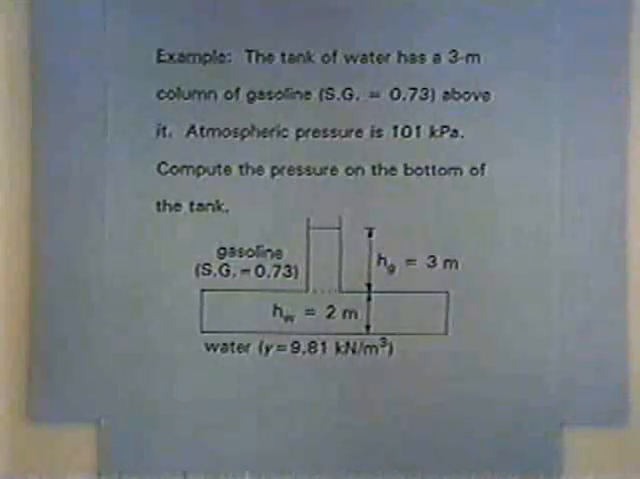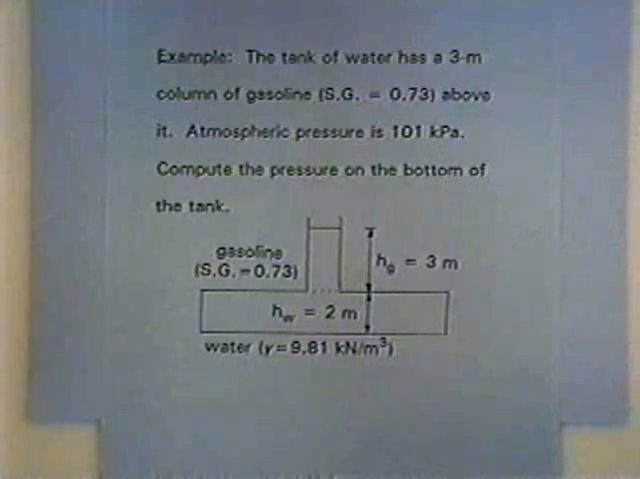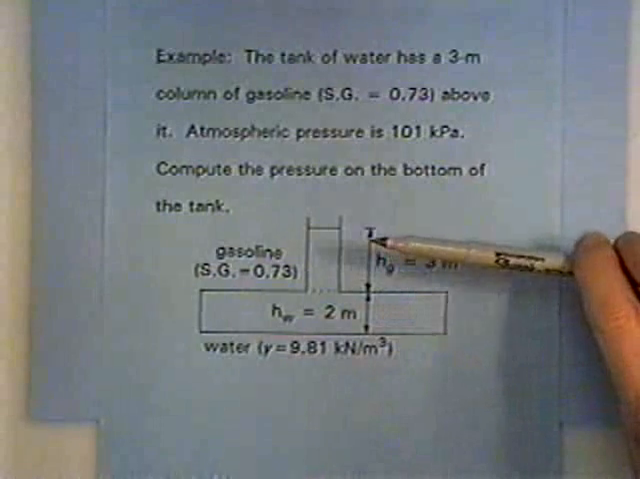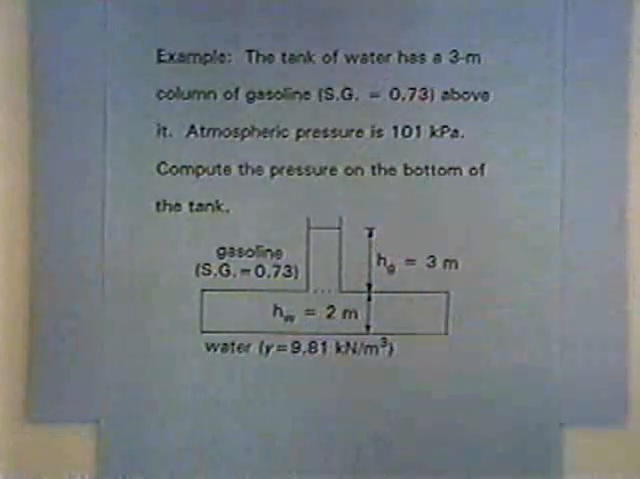Let's see, in this example, we've got a tank of water, and we've got a 3-meter column of gasoline floating on top of the water. The specific gravity of the gasoline is 0.73. The atmospheric pressure is given as 101 kilopascals, and the problem is to compute the pressure on the bottom of the tank. On the bottom of the tank, it's supporting this column of water, plus this column of gasoline, plus this column of air, the atmospheric pressure above the gasoline.